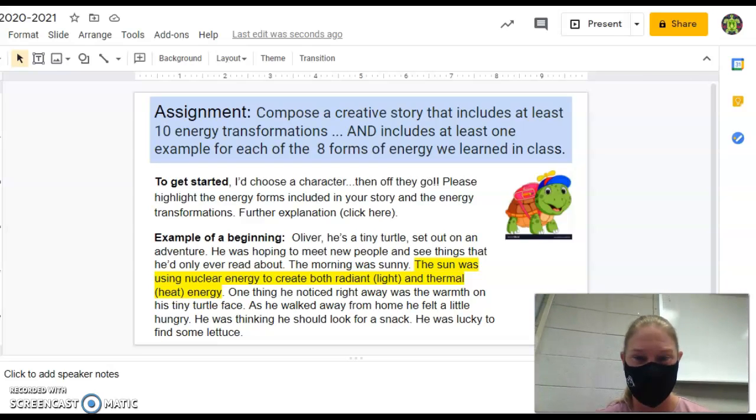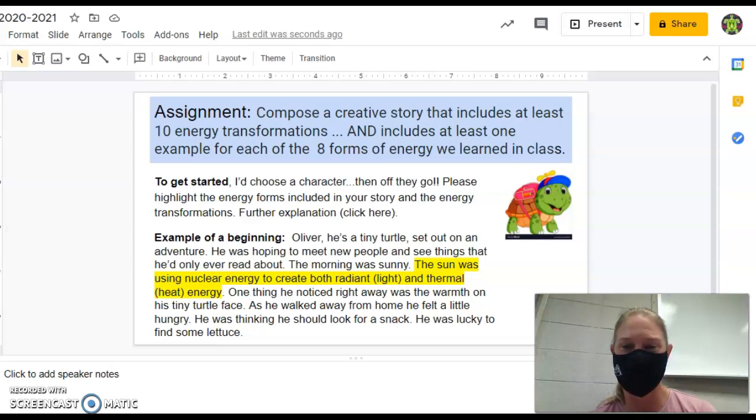So for the assignment today, what I'd like you to do is to compose a creative story that includes at least 10 different energy transformations and includes at least one example for each of the 8 forms of energy that we've learned so far in class.